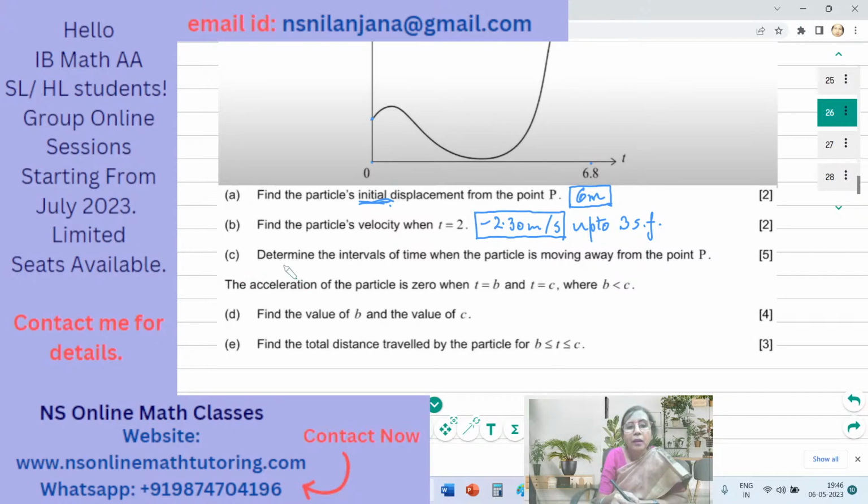Subpart C, determine the intervals of time when the particle is moving away from the point P. So if I try to draw the motion diagram, what happens? This is the point P. And the particle is 6 meters away from the point P at t equal to 0. This is 6 meters.